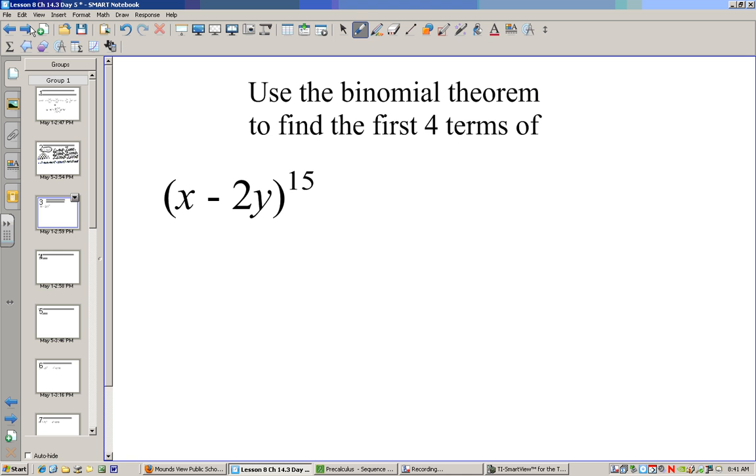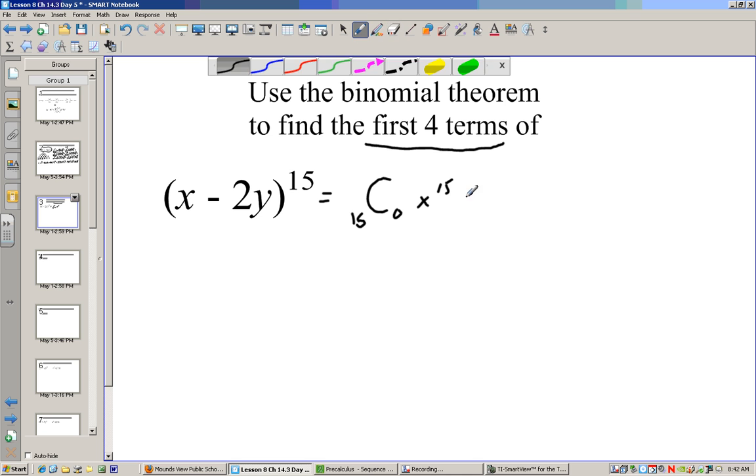Now, you guys can try this one: x minus 2y to the 15th power. Now we just want the first 4 terms. I would do 15 choose 0, x to the 15, y to the 0. That's actually, I should write negative 2y to the 0. It doesn't make any difference in this one, but the next term it will.